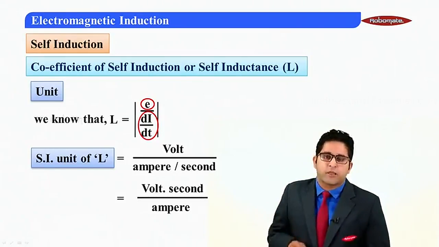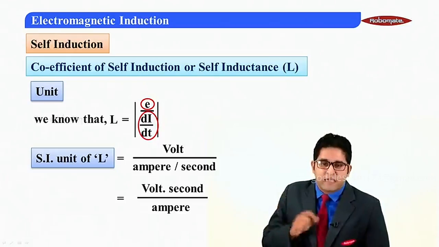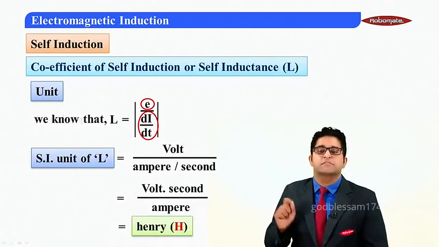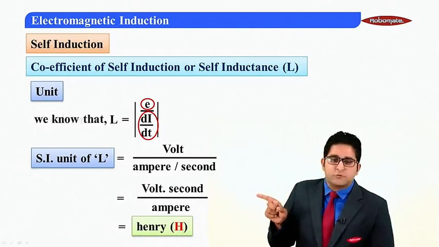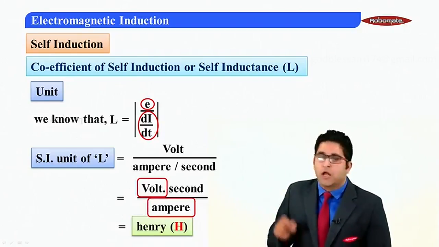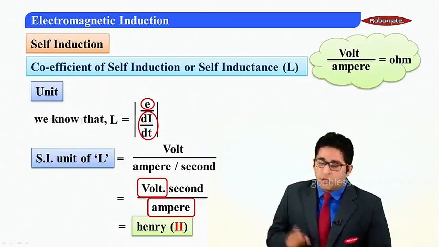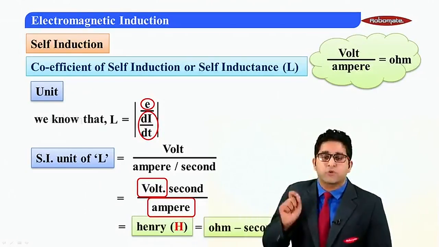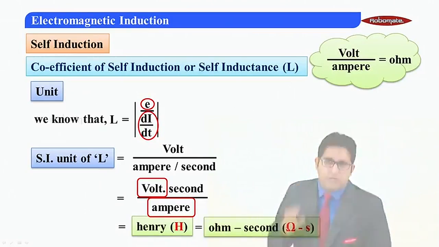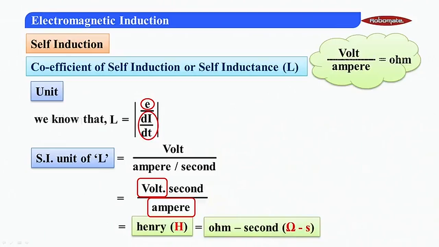And this volt second upon ampere is basically referred to as Henry, which is represented by the symbol capital H. Now see these two terms carefully, volt upon ampere. Now students, volt upon ampere according to Ohm's law should be equal to ohm. So it also has a unit called ohm into second. So the units are Henry, and it is also ohm second.